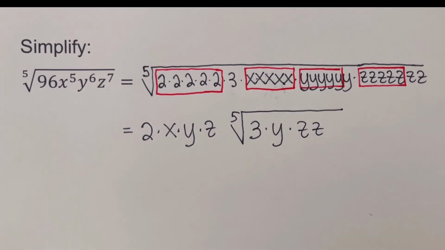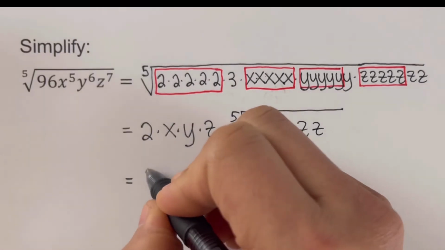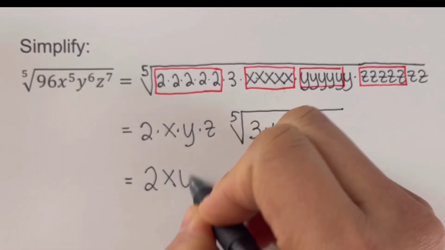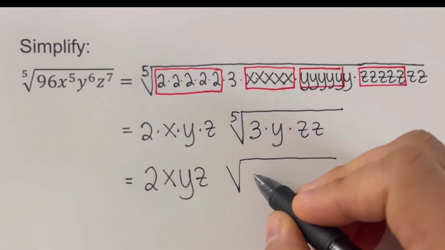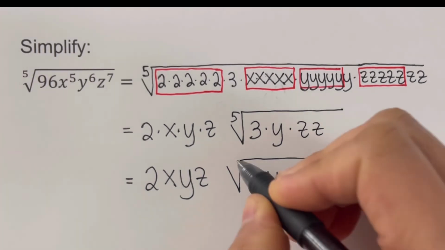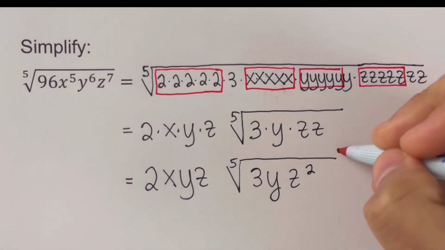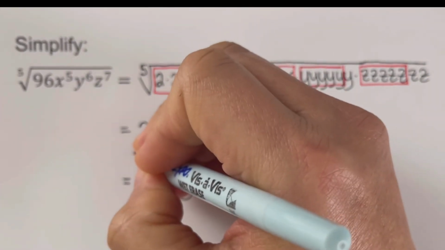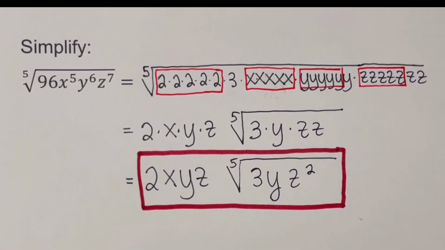So I go ahead and simplify it further. So this would come out 2xyz times the 5th root of 3yz squared. So this is the simplified version of the 5th root of 96x to the 5th, y to the 6th, z to the 7th. Did you get the same answer as this?